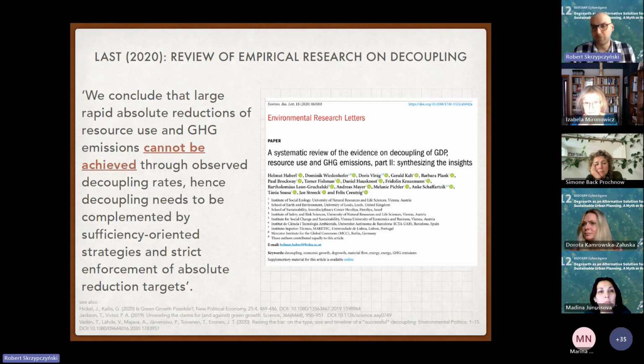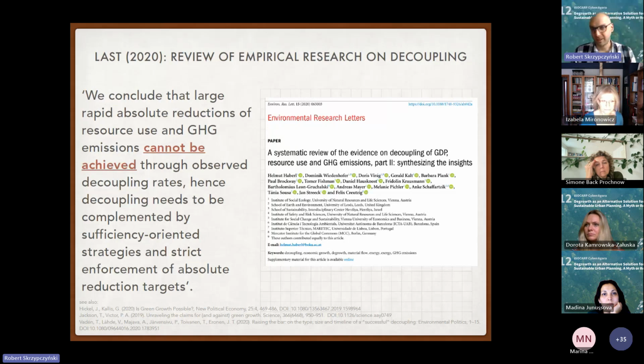So how are we doing, right? If this is supposed to work, then let's see how we're doing. And the problem is that all of the recent reviews of academic studies on decoupling, including the latest one cited here, basically say that those rates of decoupling that we have, of course, depending on different materials or CO2 emissions, are slightly different. But in general, even for CO2 emissions that you saw just a moment ago, those rates of decoupling cannot bring us just by themselves back to the safe operating space within planetary boundaries.